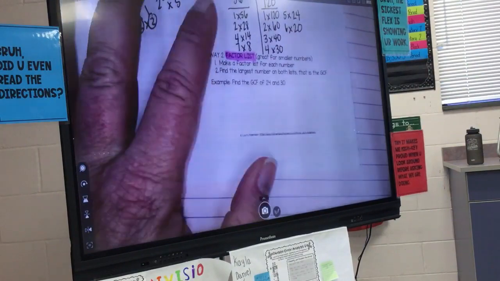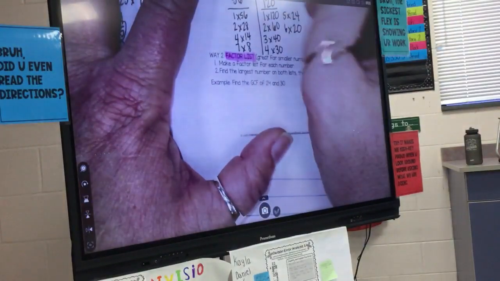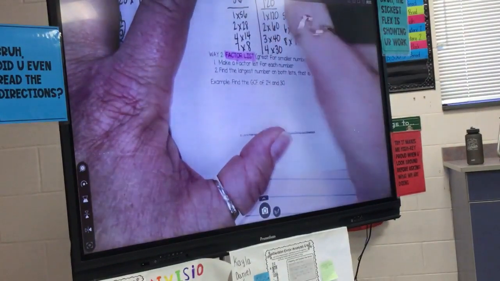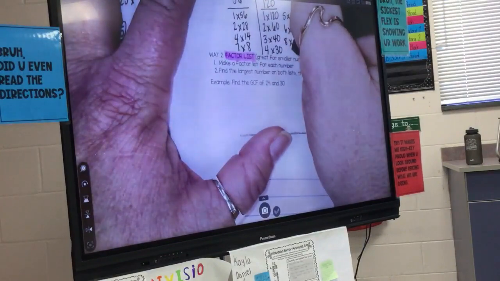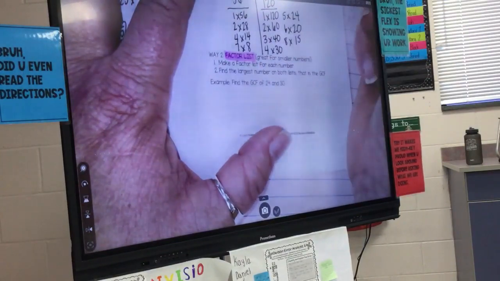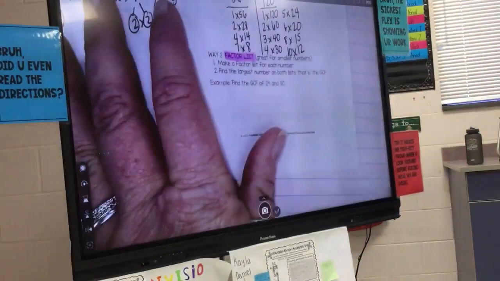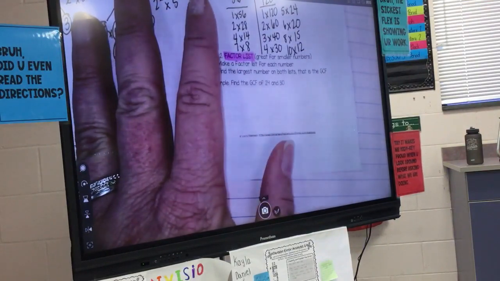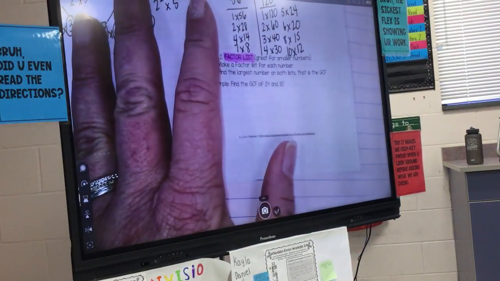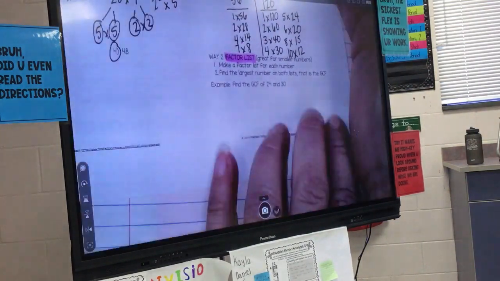Alright, 8 times what? Lily. Does 9 work? Y'all tell me. No. What about 10? Yes. 10 times 12. Now, all of this, what is the greatest common factor between these two? So, greatest common factor. Julian. 8.